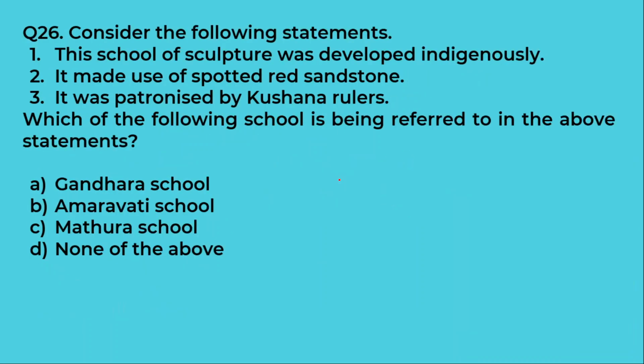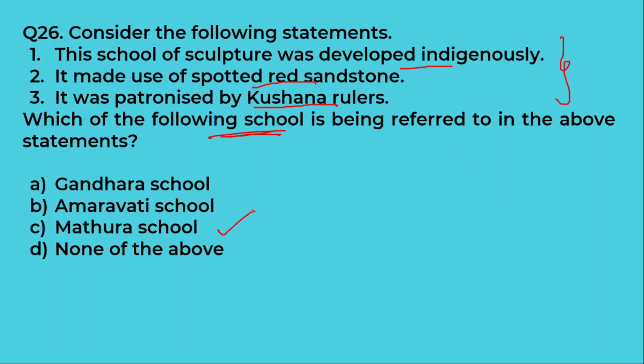Right? Now, consider the following statements. This school of sculpture was developed indigenously. It made use of spotted red sandstone and it was patronized by Kushan rulers. Which of the following schools is being referred to in the above statements? So you have to tell which school these statements talk about. Gandhara school, Amaravati school, Mathura school, or none of the above. So solve the question, take your time, pause the video. I am telling you the answer.